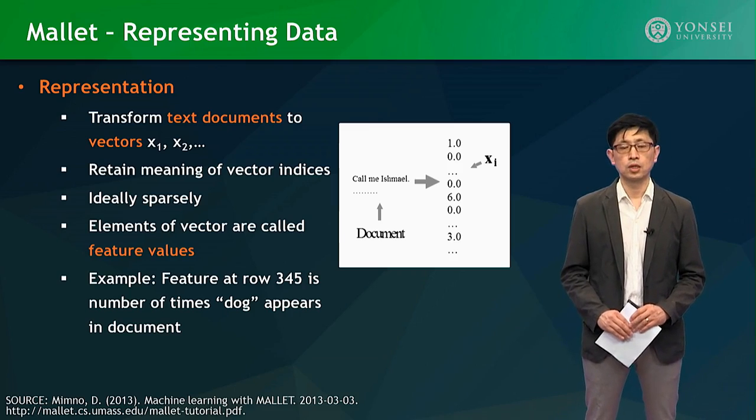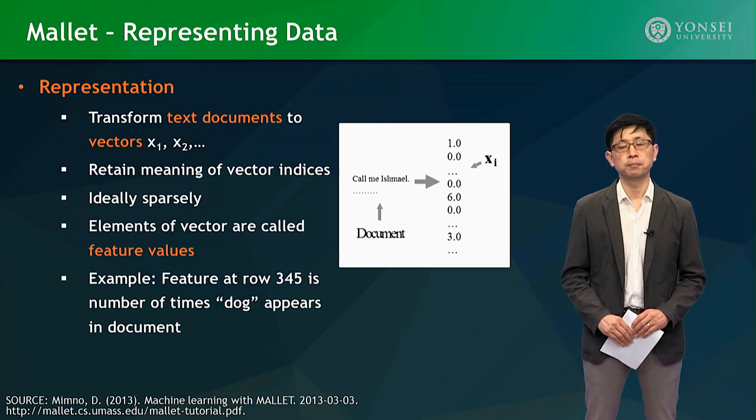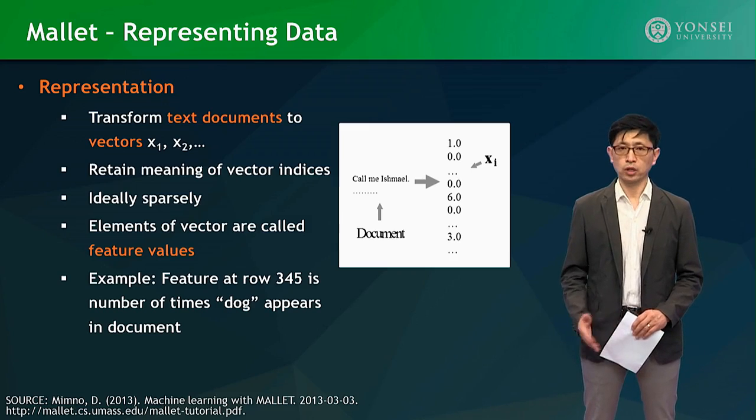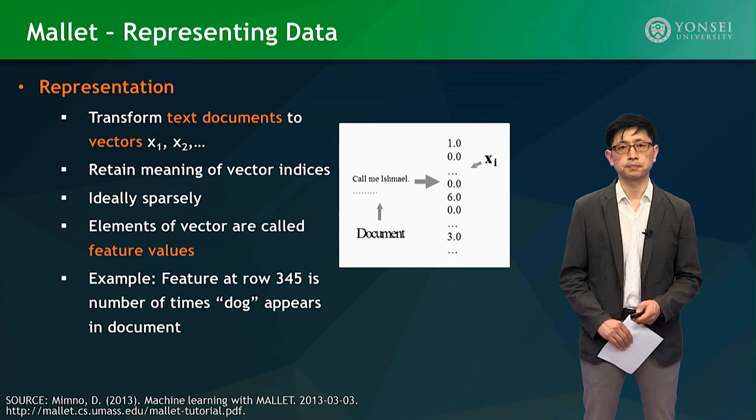For example, suppose that there is a feature at row 345 from the top of the index on the diagram, and the value is 10. What that means is the feature in this case is the term dog, and 10 means the number of times the dog appears in a document.